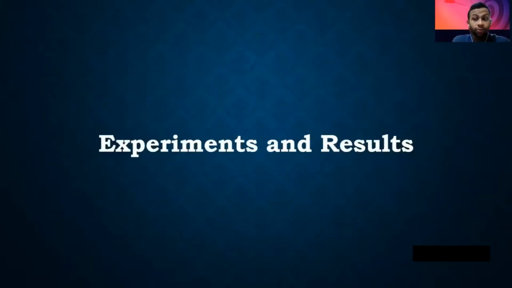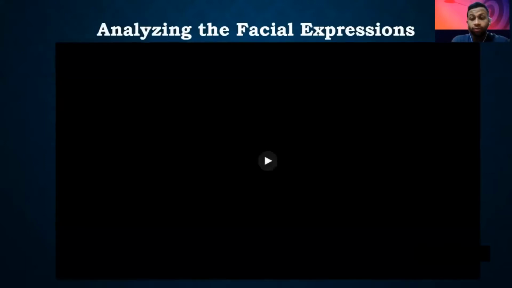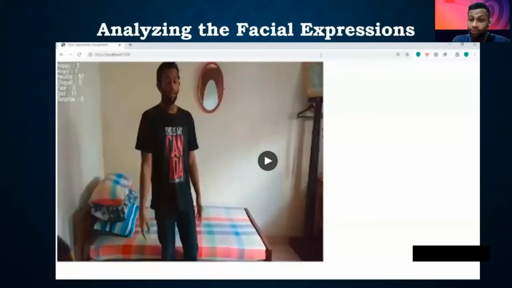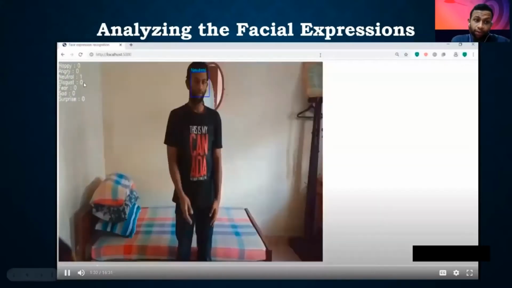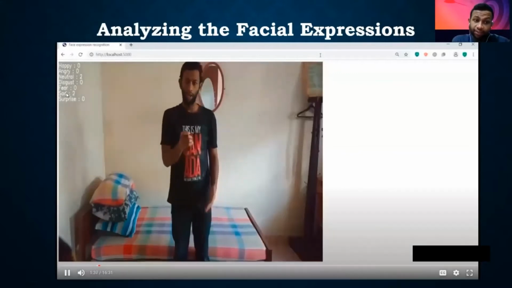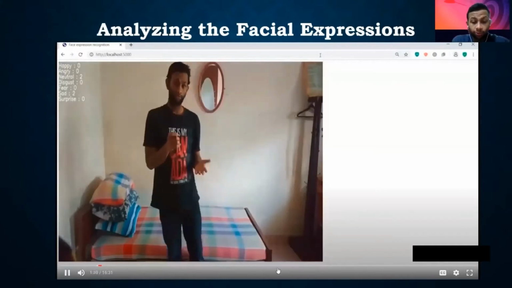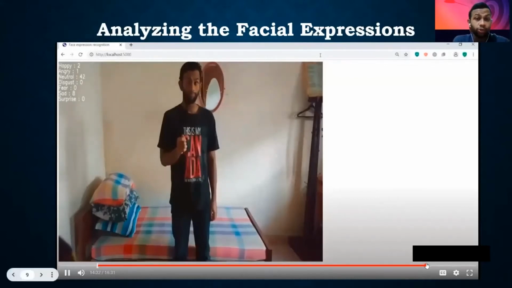Now let's move on to some of the experiments and results. We recorded a speech and then analyzed it using our system. This is the analysis of the facial expressions of that particular speech. As you might be able to see, on the top left, we see the different facial emotions: happy, angry, neutral, disgust, fear, sad, and surprise. Throughout the speech, these values are analyzed and counted, so that the speaker knows how much of each facial expression was used.